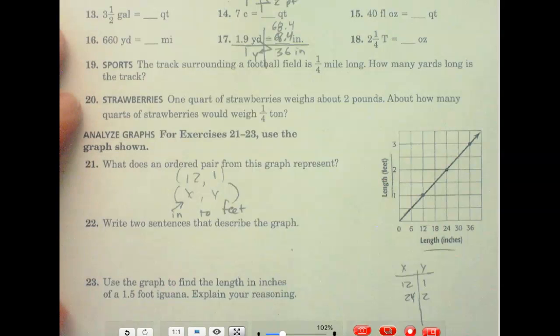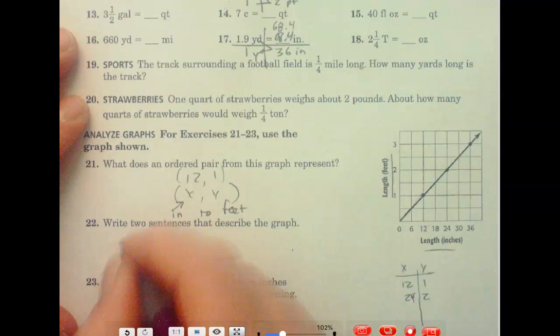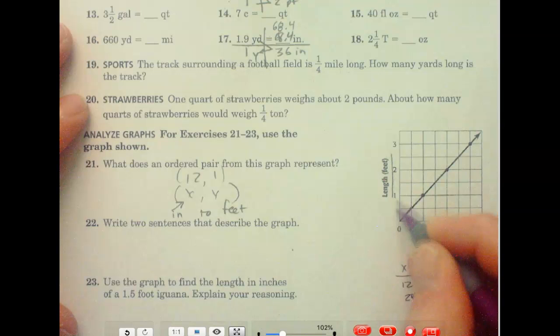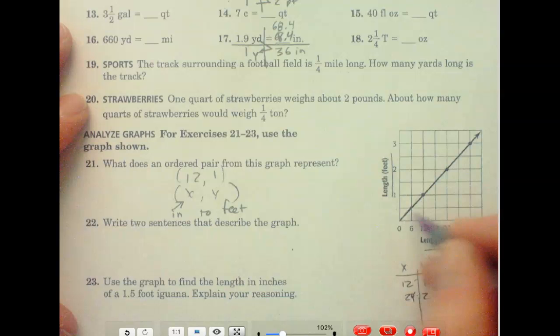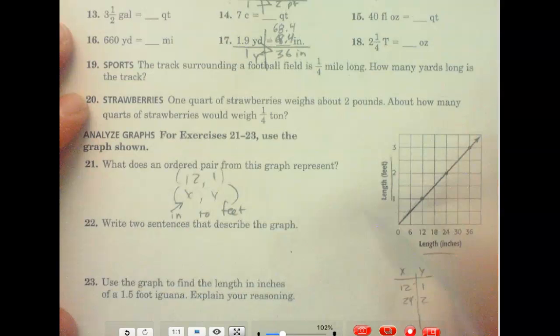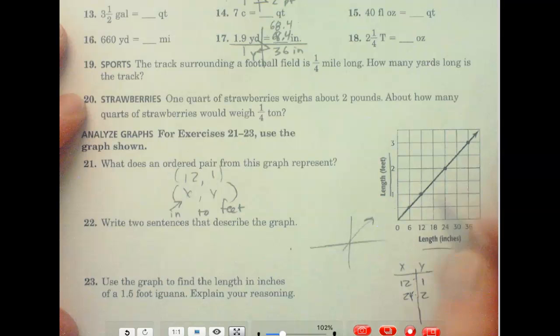Okay? Write 2 sentences that describe this graph. Well, one sentence you could put down is that both are increasing. As the x value increases, the y value increases. So even when we only go to 6 inches, the y value goes to a half. You'll learn a little bit later, but when graphs go up like this, you can say that that's a positive slope. It's going up. So as x increases, y increases. That's one thing you can say.